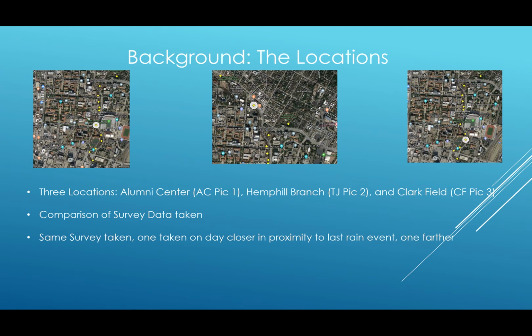So the three locations that had that were the Alumni Center, which is seen in picture 1, farthest to the left, the Hemphill Branch, which is going to be referred to as TJ, which is the picture in the middle, and then Clark Field, which is CF, and that's the picture all the way to the right. Whenever I'm taking this comparison of the survey data, I'm going to be looking at these three locations and seeing how they're affected. And it's definitely the same survey taken. Like I said, you had to take one that was closer in proximity and one that was farther away. That way we can get that accurate comparison.